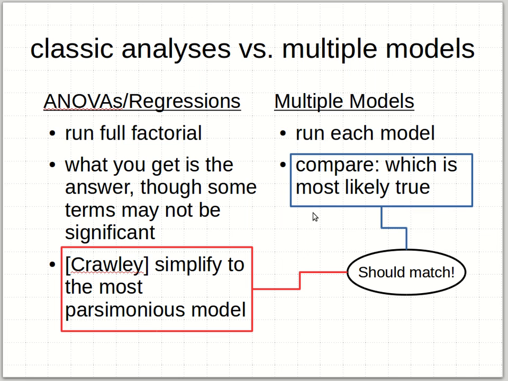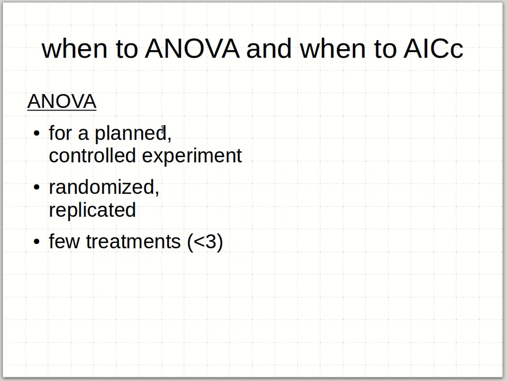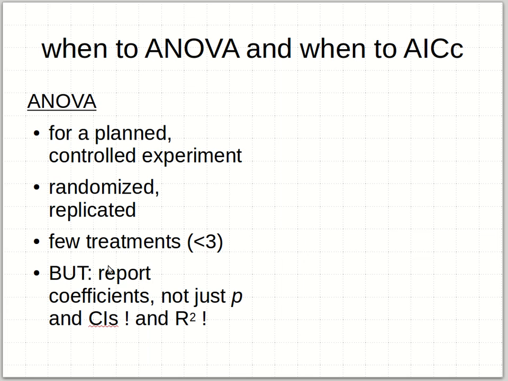Ideally, they would be telling you the same thing, but a lot of people have been working through this and thinking about it, and what I've been gleaning is that general recommendations are that an ANOVA works pretty well if you have a planned, controlled experiment, one where you've randomized your experimental units among the treatments, you have replicated those treatments so you have multiple units for each treatment, and you have relatively few treatments, so it's a fairly straightforward, simple experiment.